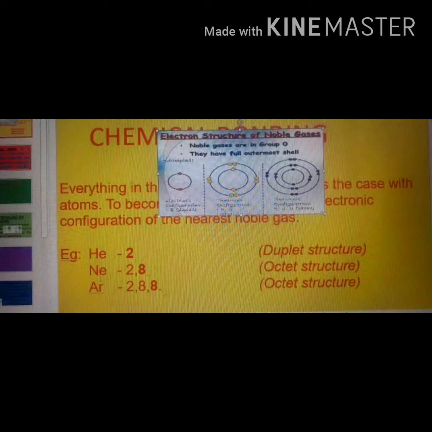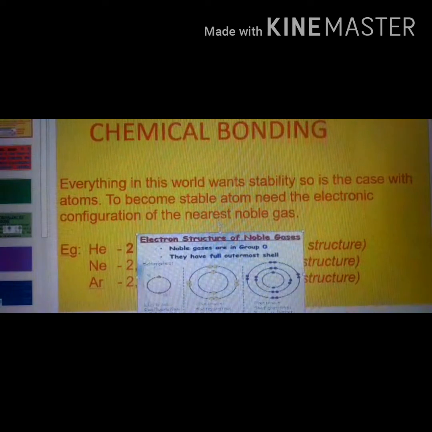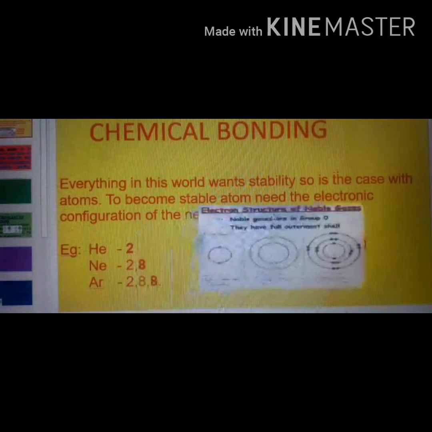The next noble gas is neon. Neon has 2 shells, K and L. The last shell is the L shell, and the maximum capacity of the L shell is 8 electrons. It has already gained 8 electrons, so it is fully stable. That structure is called an octet structure. The same is the case with argon, again having an octet structure, that is, 8 electrons in the last shell. So, to become stable, atoms need the electronic configuration of the nearest noble gas.